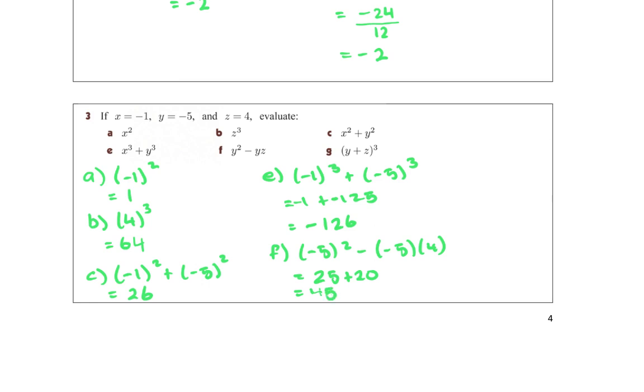F, we get 45, and last one, G, y plus z all cubed. So just substituting the numbers in for the letters and then following the normal rules of arithmetic.